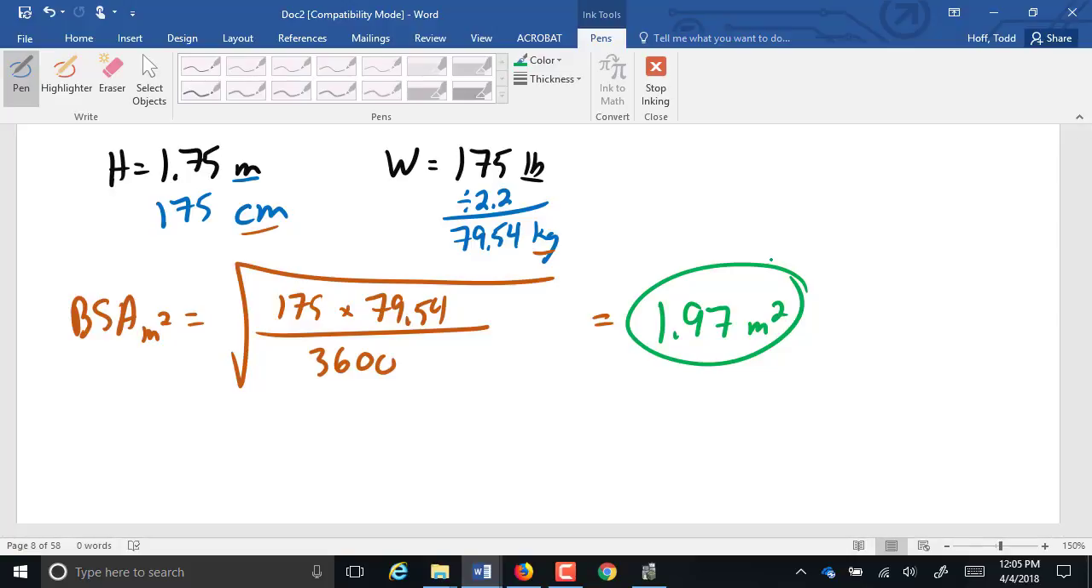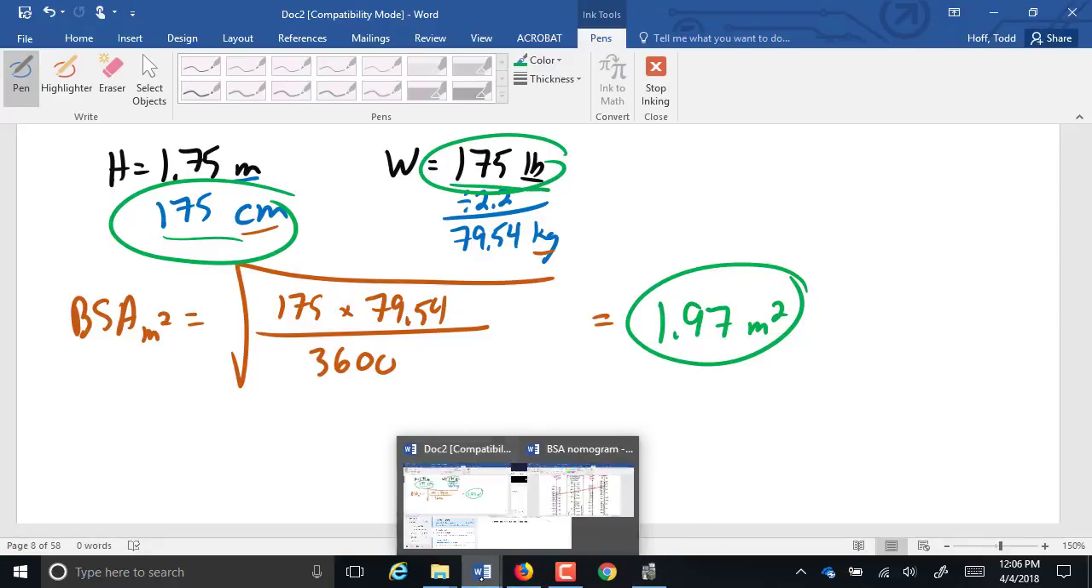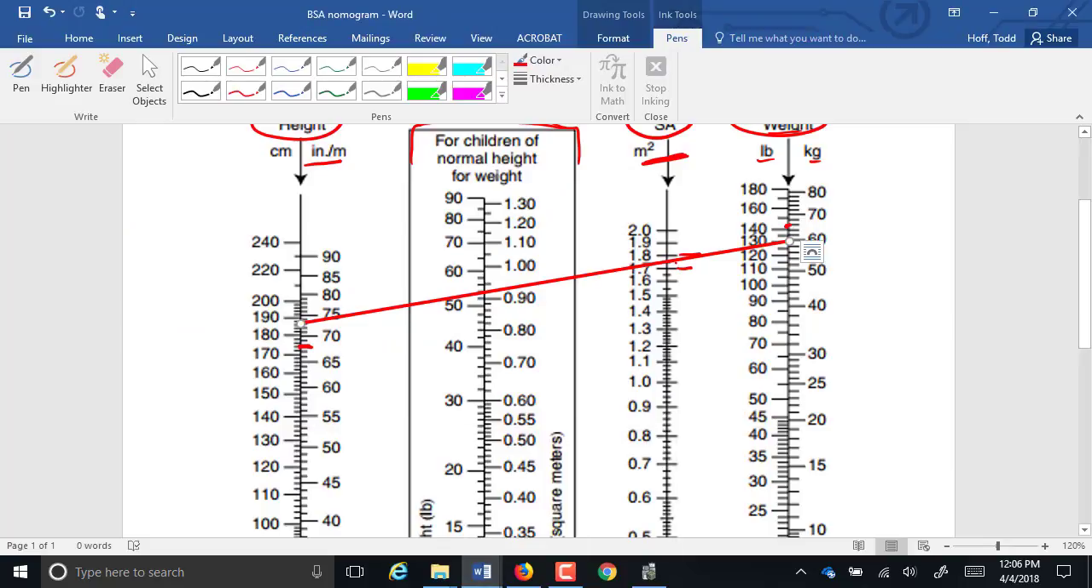Now, we just pointed out a weakness of the nomogram. Here we're going to point out a strength of the nomogram. We've got a height of 175 centimeters, but let's say before we converted that, our weight is 175 pounds. So we've got 175 centimeters for height. We'll put that down here, right in there, 175 centimeters.